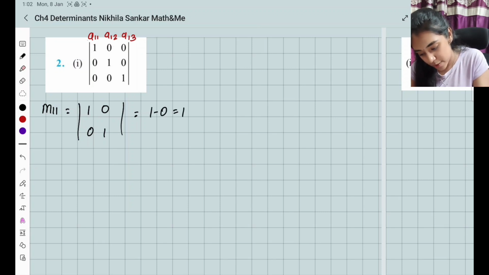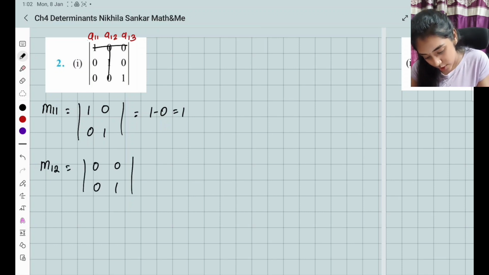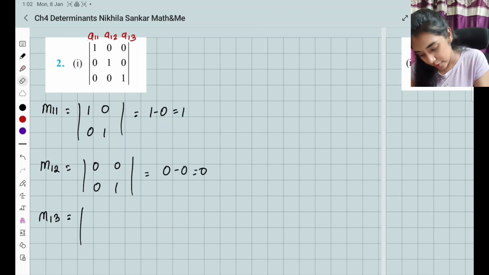Okay, இப்போ then erase பண்ண போறேன். Then I'm talking about M12. So I have to hide the first row and the second column. So I'll be left with 0, 0, 0, 1. So this is going to be 0 minus 0, which is a 0. Then M13. M13 na I have to hide the first row and the last column.